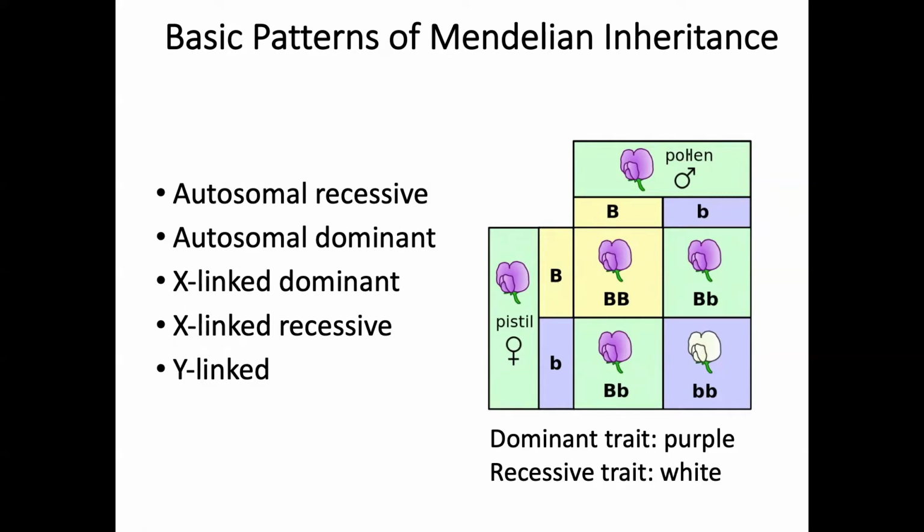We know that X and Y chromosomes are sex chromosomes, and an autosome is any chromosome that is not a sex chromosome. So how many autosomes do human beings have? Yes, 44. How many pairs of autosomes? It's 22. That's right.